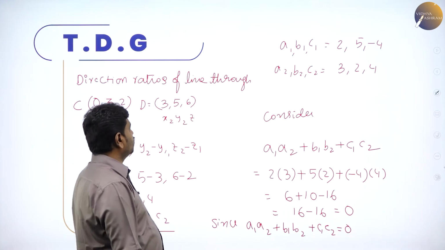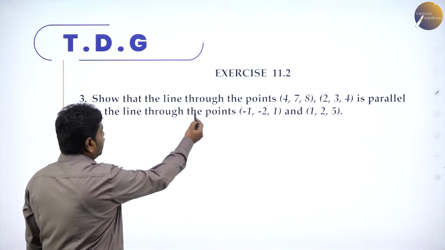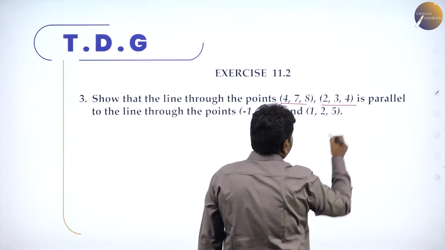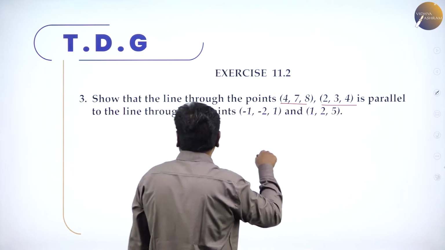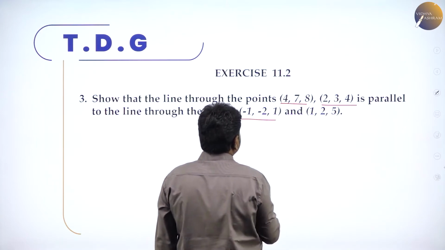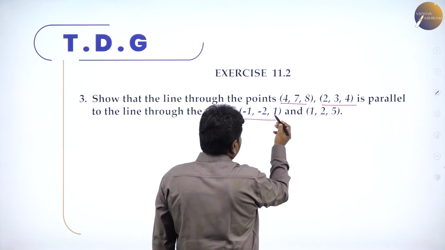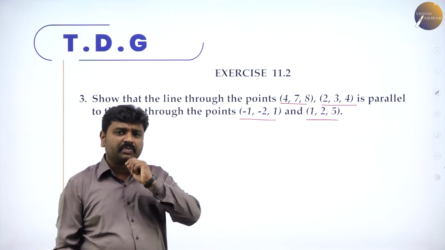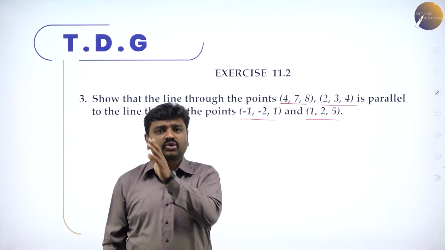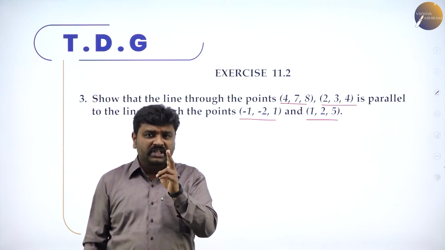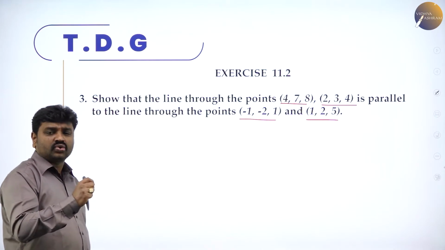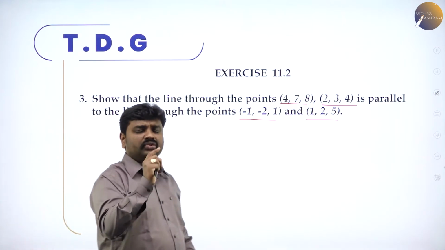Now, show that the line through the points 4, 7, 8 and 2, 3, 4 is parallel to the line through the points minus 1, minus 2, 1 and 1, 2, 5. Dear students, if two lines are parallel, then their direction ratios are proportional. Means a1 by a2 should be equal to b1 by b2 is equal to c1 by c2.